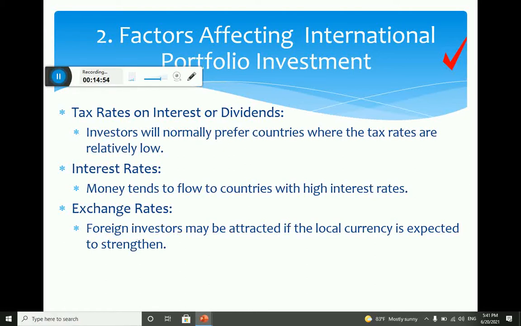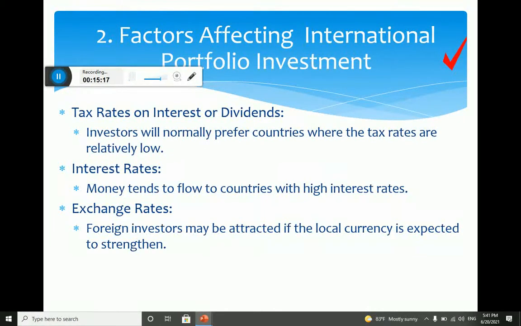So when I purchase, I pay money, and when I sell, I receive money. So there is always flow of funds coming into the country and going out of the country. So there are three factors which affect the portfolio investment. Number one, tax rates on interest or dividend.